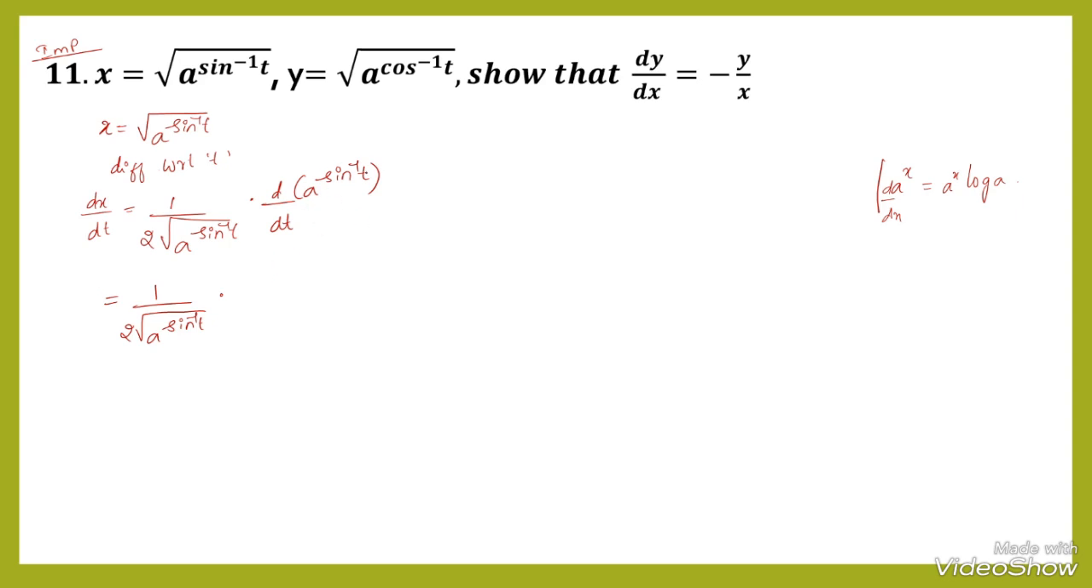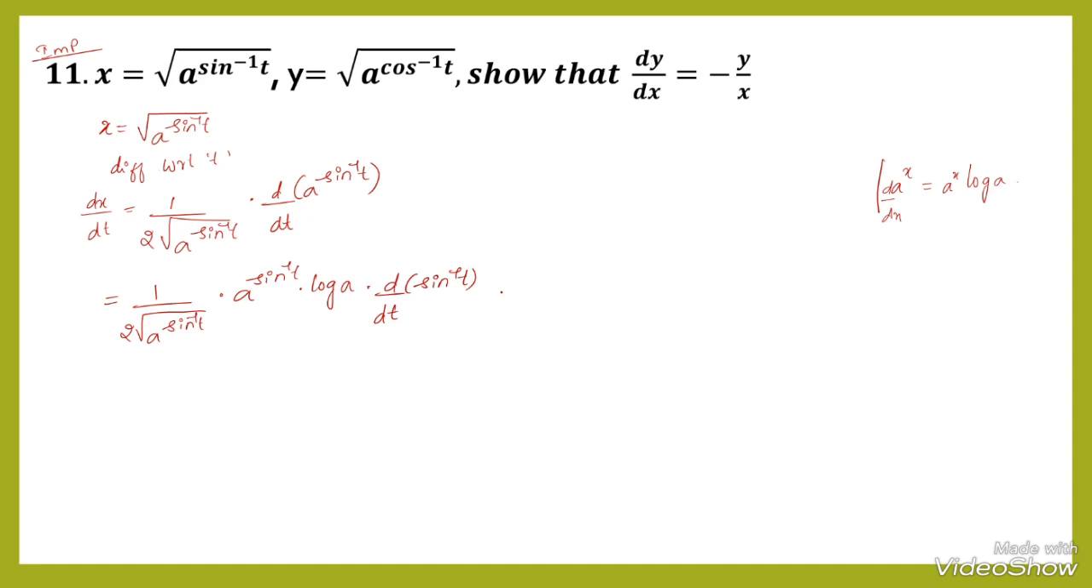Similarly, this is of the form a to the power x, where in place of x we have the parameter. That's why the differentiation of a to the power sine inverse t becomes a to the power sine inverse t into log a. Here log a. Then in place of x, we have sine inverse of t, so I'm taking again the differentiation with respect to t of sine inverse of t.